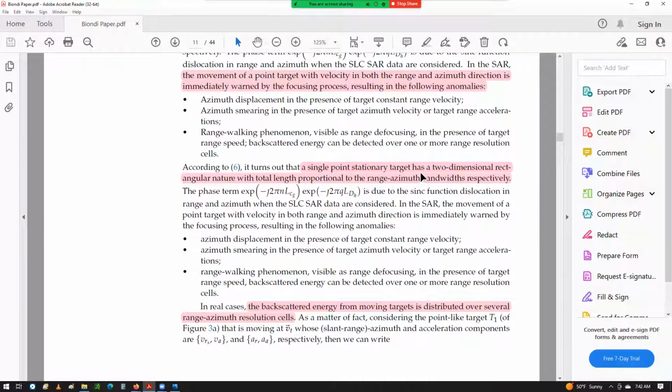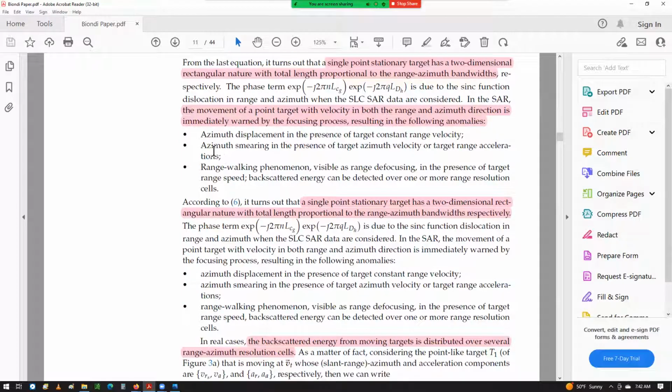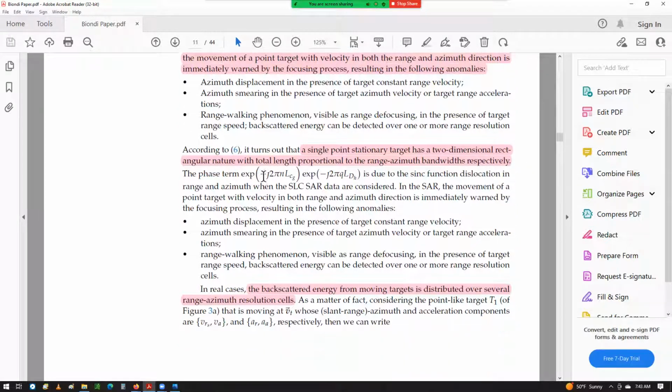So a single point stationary target has a two-dimensional rectangular nature with total length proportional to the range bandwidth. So I just wanted to show you, this is exactly a repetition of what's written up here. So they just spelled this out again. So this is clearly an editing problem. This is just a duplication from what I can see, slightly different, and somebody didn't edit this out. So it's a little sloppy.